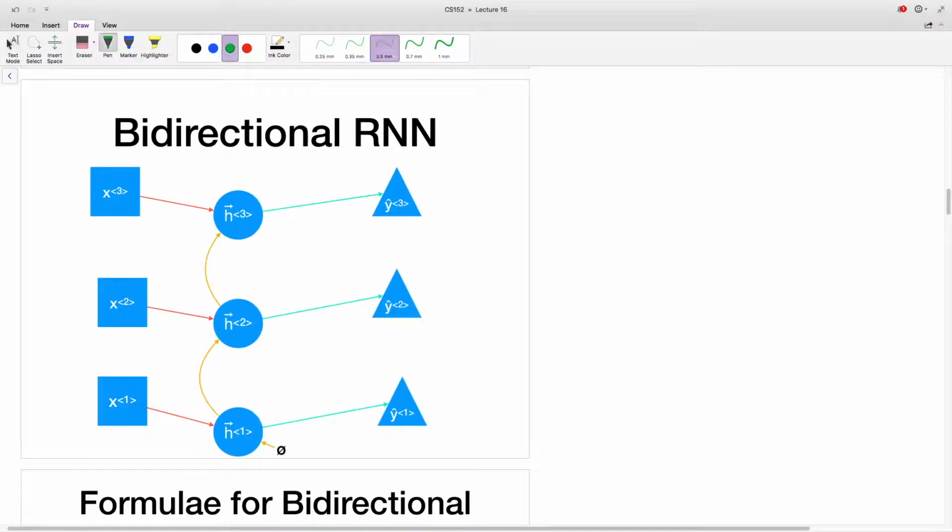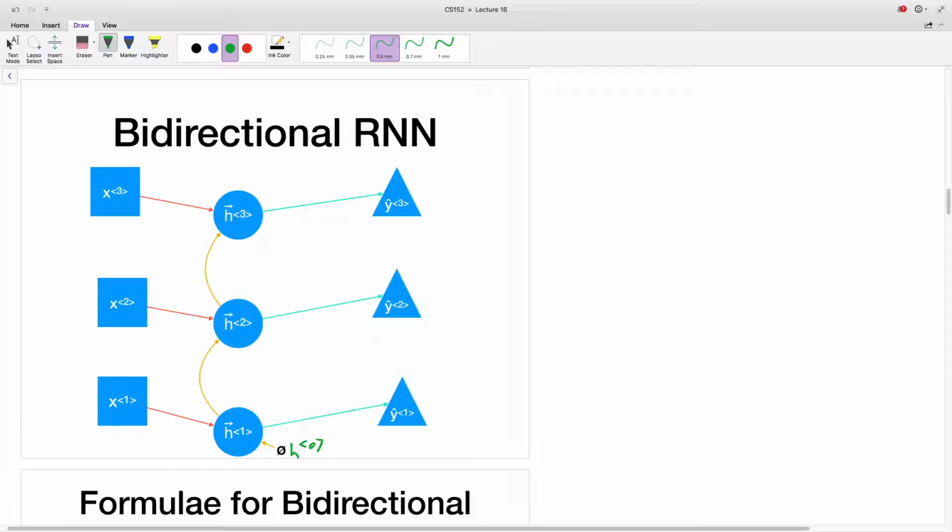Here is our unidirectional RNN. We've got x1 feeding into h1: x1 along with h0 feed in to compute h1, and that then outputs y1. Then we feed h1 into the computation of h2, feed that into the computation of h3, and then it doesn't go anywhere because we're done.